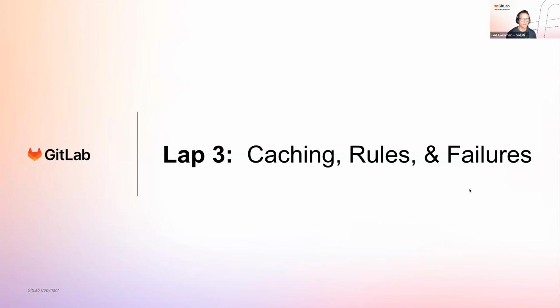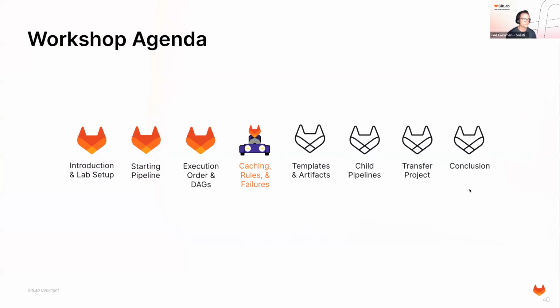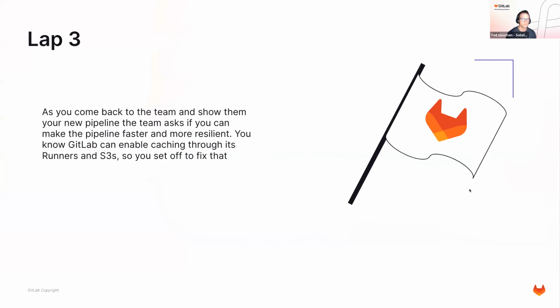Caching rules and failures. So we've managed to take a look at the pipeline, figure out that we can leverage the needs keyword to add efficiency within our pipelines. And next, what we want to take a look at is making our pipelines even faster and more resilient. So to do this, we'll take a look at GitLab's ability to allow caching through runners and S3s.